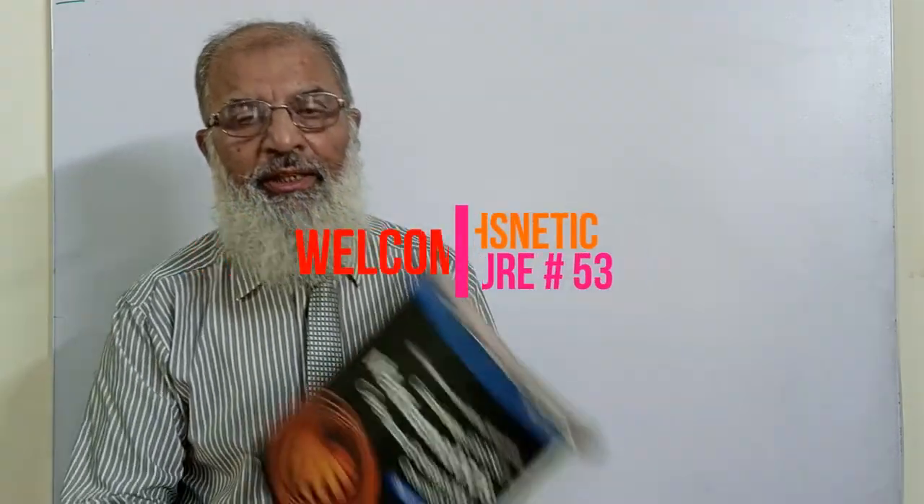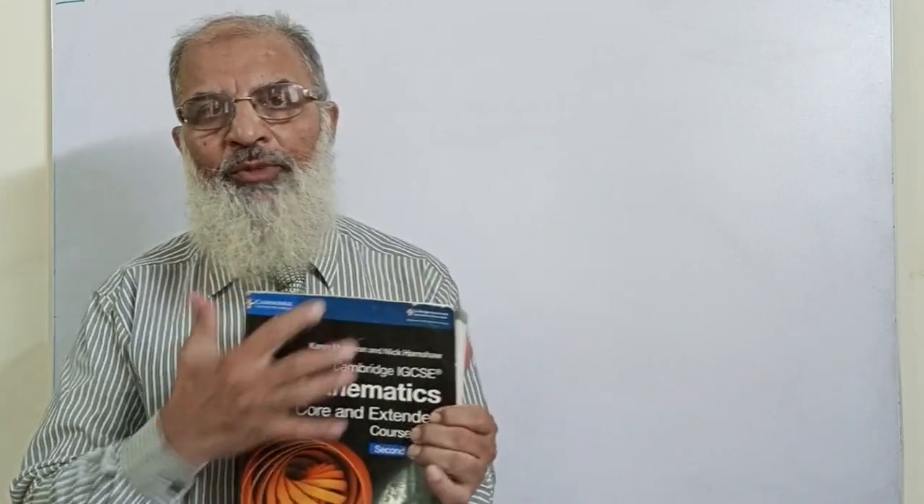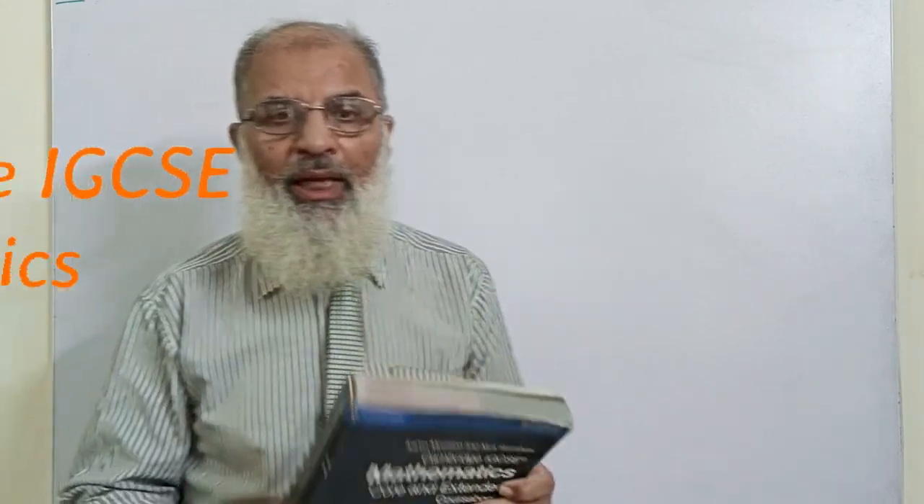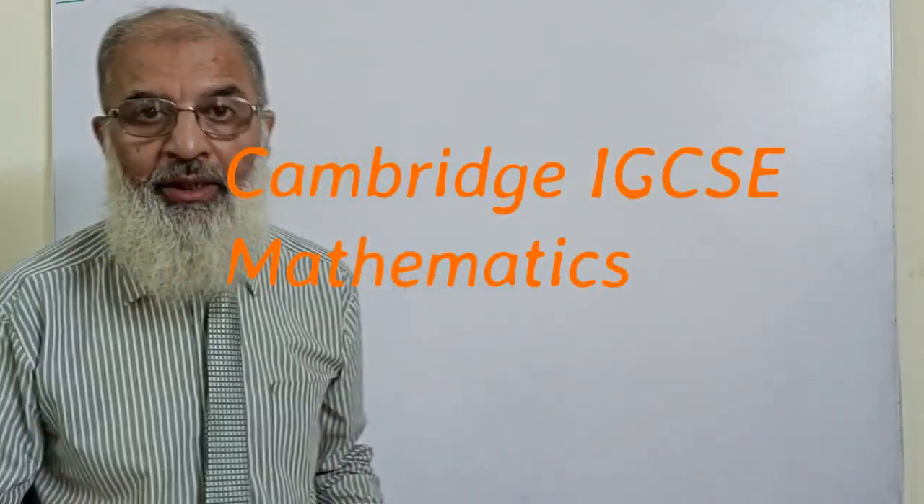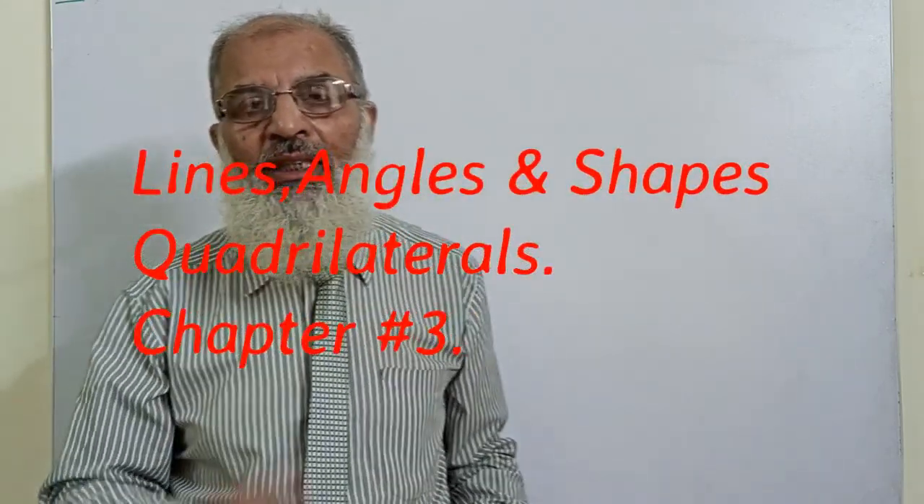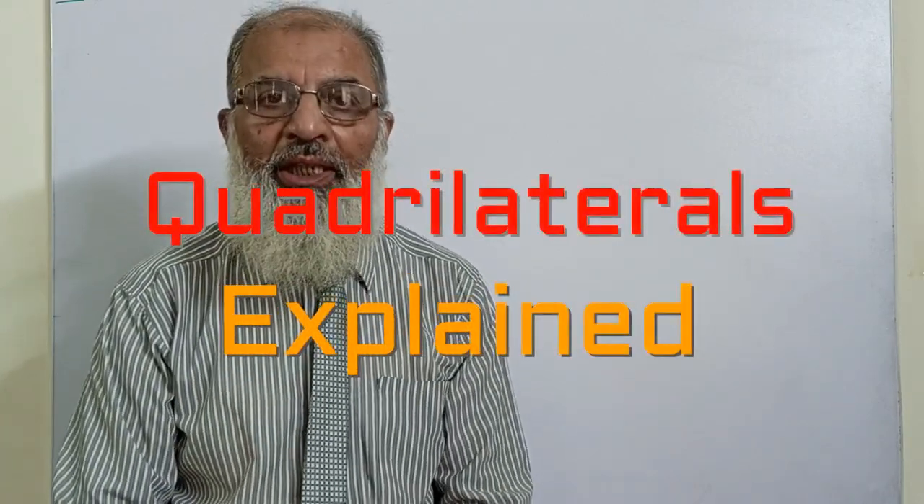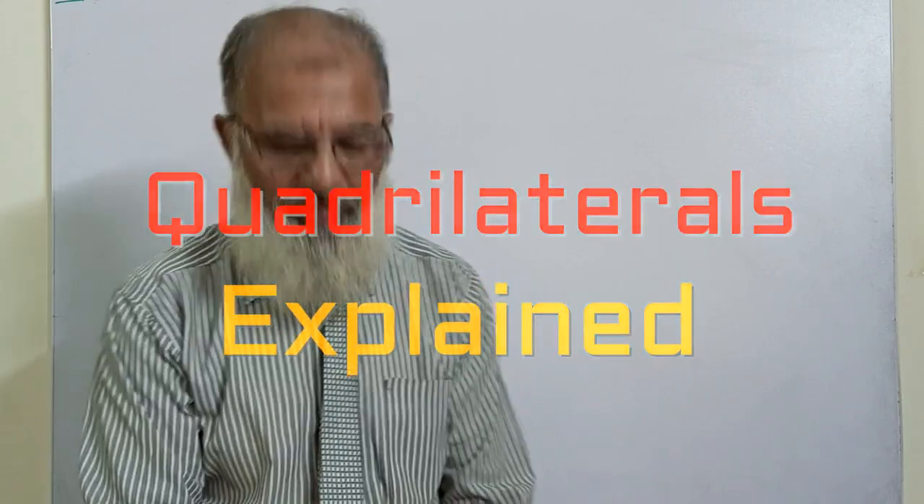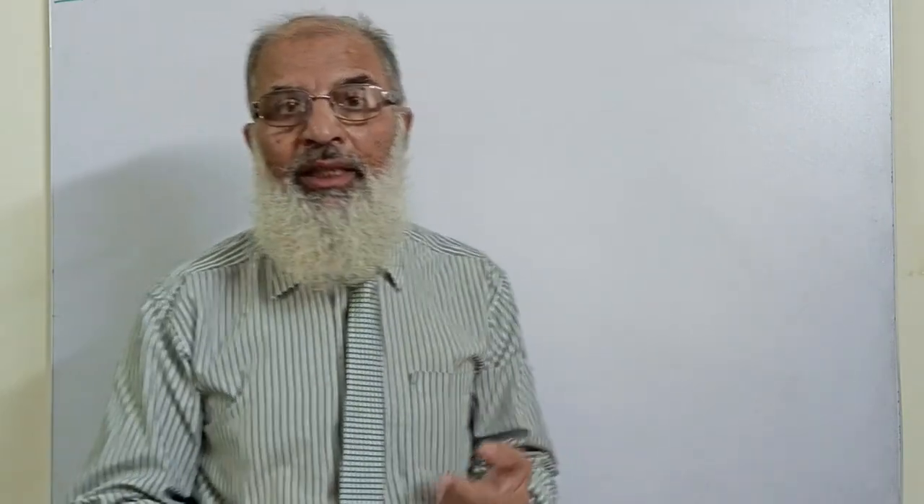And you know that we are doing this book. From point to the line segment, to the angles, to the parallel lines with the transversal and triangles, we have covered all these things. And we are at chapter number 3, lines, angles and shapes. So, my dear students, we have reached now the quadrilaterals.